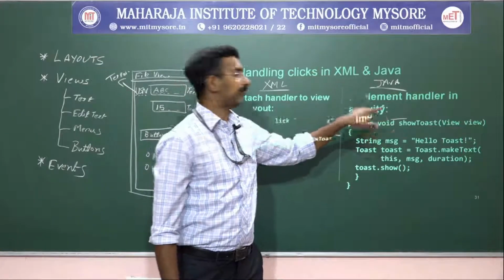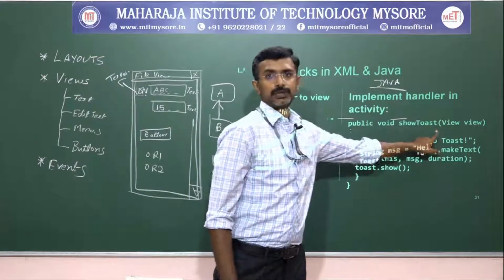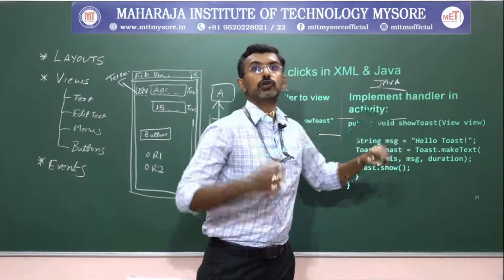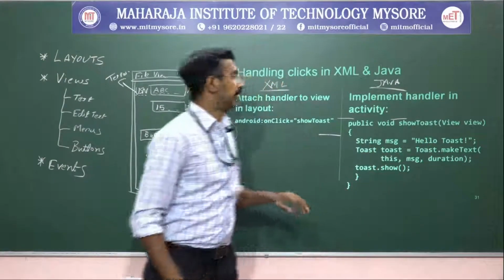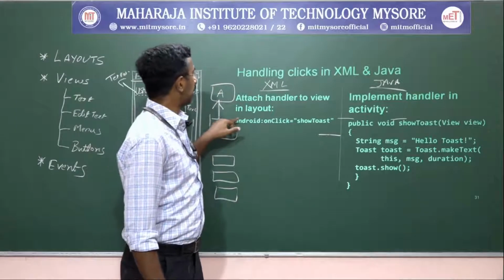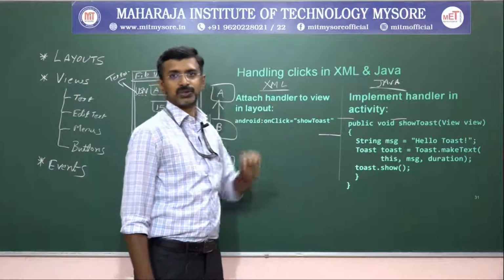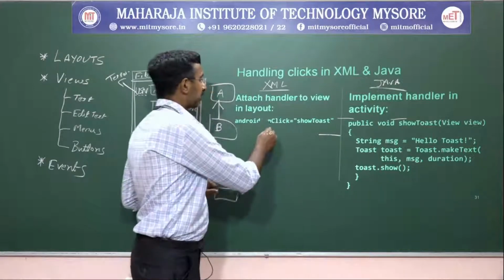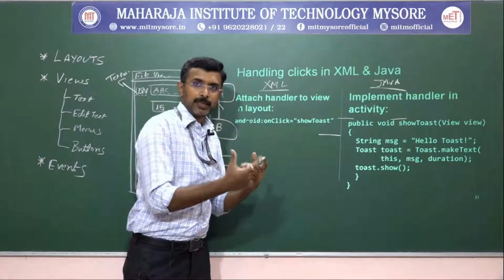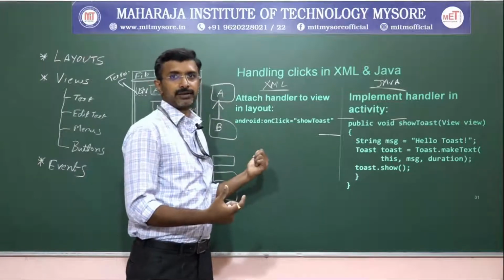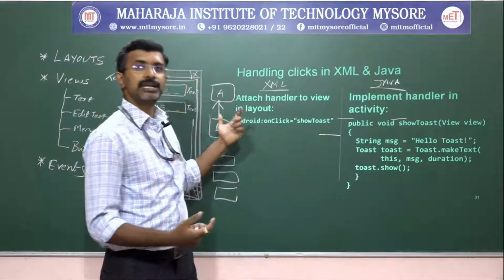What's the function name? The function name is showToast. This is the function we want to link to the on-click event. That job we are doing in our XML file: android:onClick equals showToast. So this is where we are linking the function to the event. This is how the linking happens.